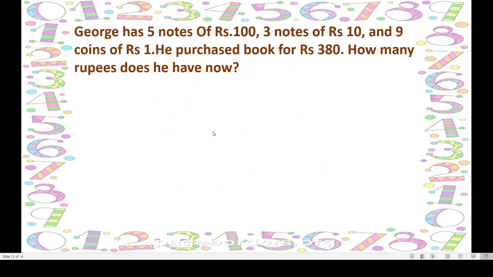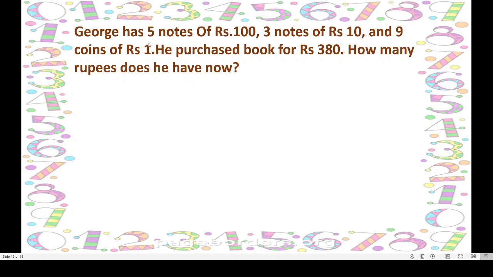First we will read the sum. George has 5 notes of rupees 100. Remember, 100 rupee notes are there. How many notes are there? 5 notes. 3 notes of rupees 10 and 9 coins of rupees 1. He purchased a book for rupees 380. How many rupees does he have now? He purchased the book and he gave 380 rupees to the shopkeeper. Now what is the amount left with George?